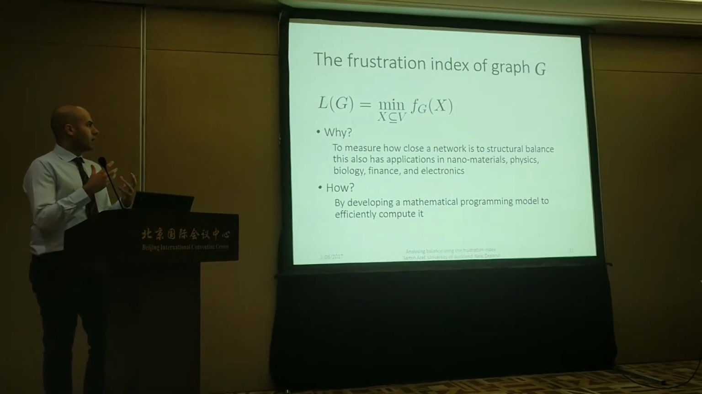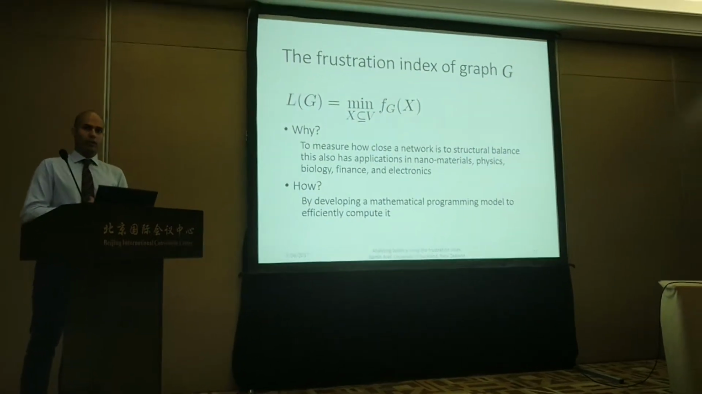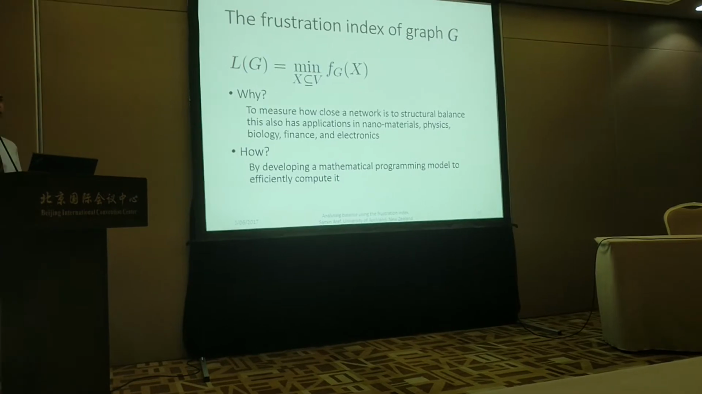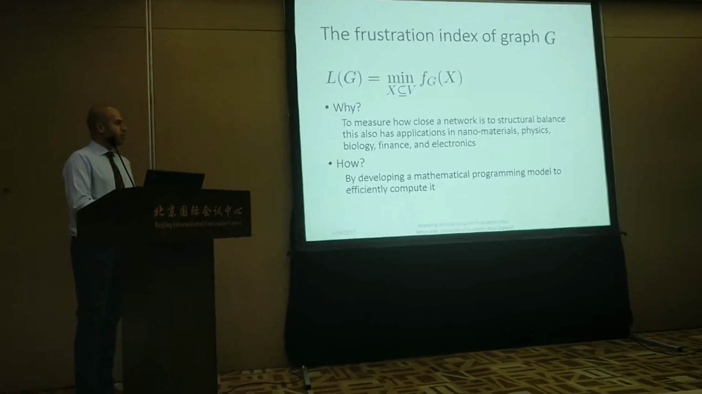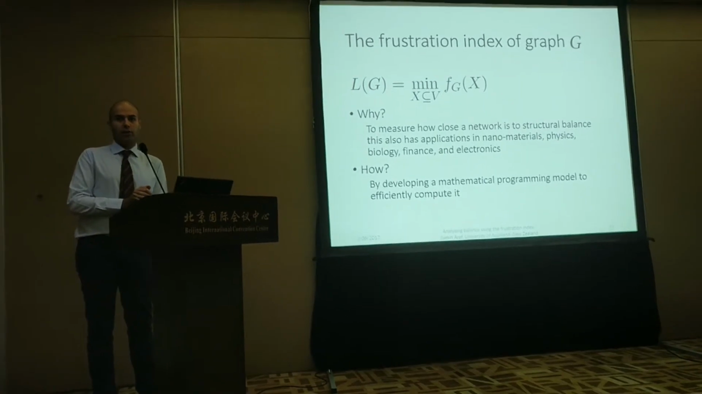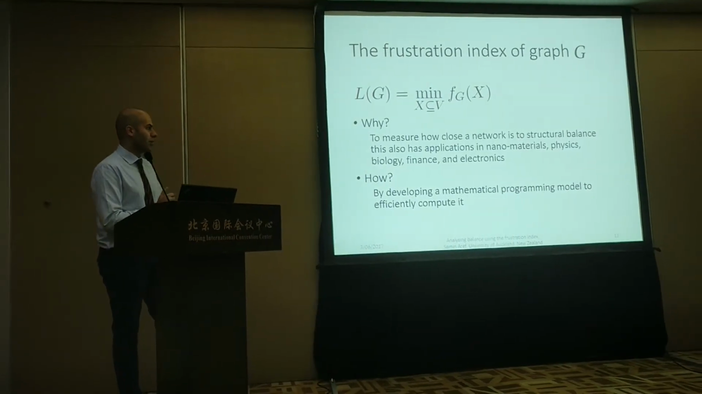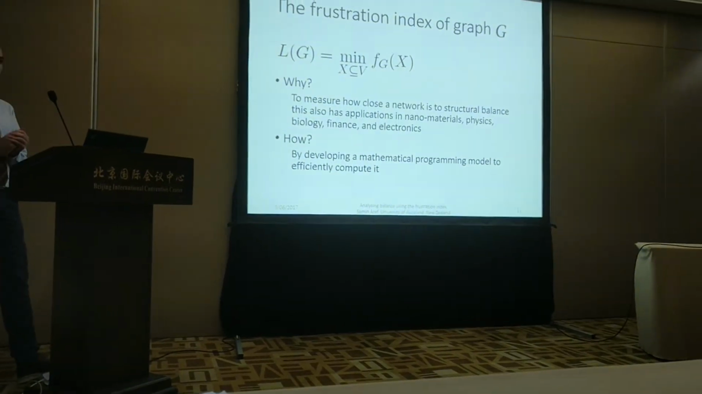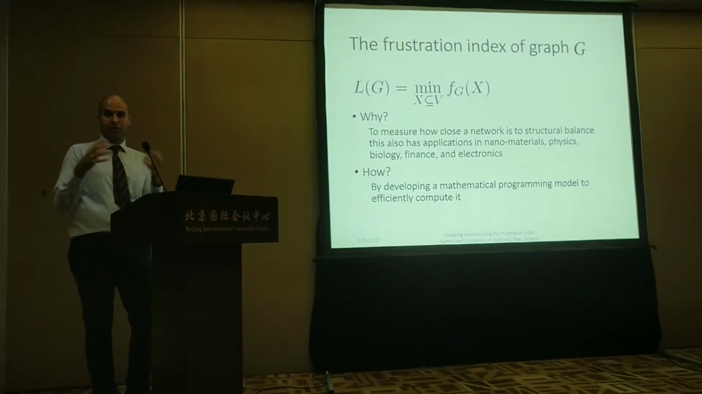So here is the problem definition. We are looking for the minimum number of frustrated edges over all the node colorings. When we have n nodes, there are 2 to the n colorings, so we are dealing with an exponential space for our optimization model. The reason we want to calculate this is because it shows how many edges the network is away from total balance, but it also has several applications in different disciplines: nanomaterials, physics, biology, finance, and electronics. It's very interesting that different problems in different fields tend to have answers that are connected.